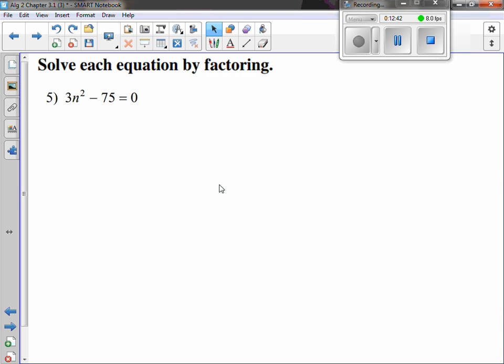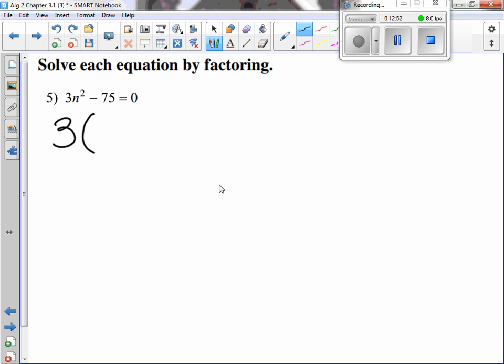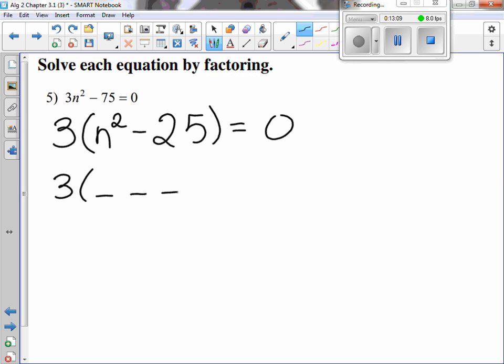So our first main step was determining, is there a greatest common factor? There is one, it's 3, because 3 out of 3n squared will leave me with n squared. 75 divided by 3 is 25. In our next step, 3 sets of parentheses and 3 sets of parentheses.